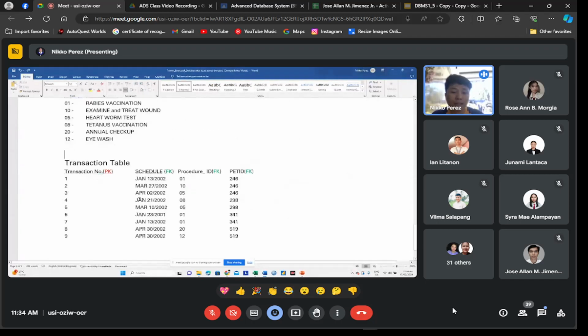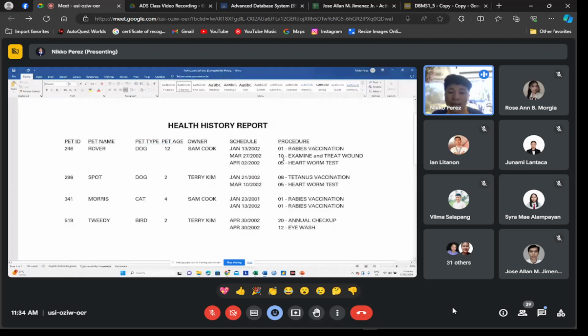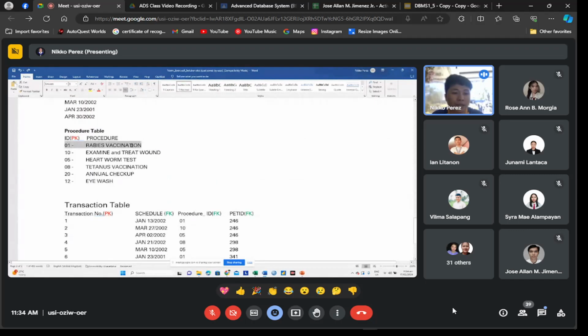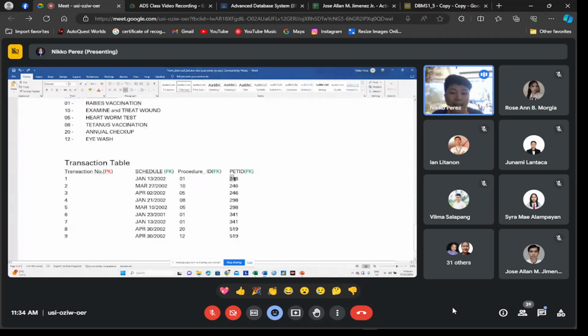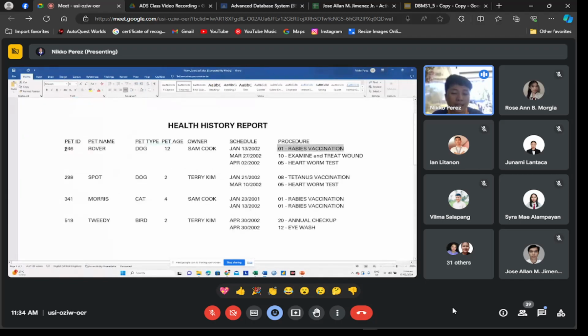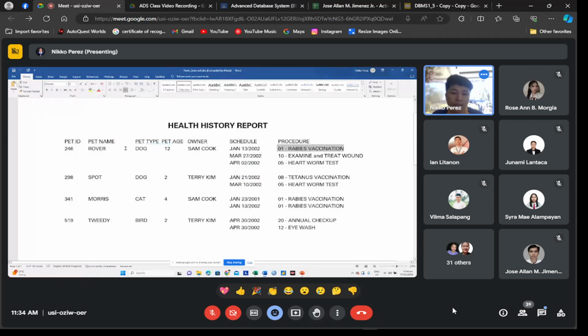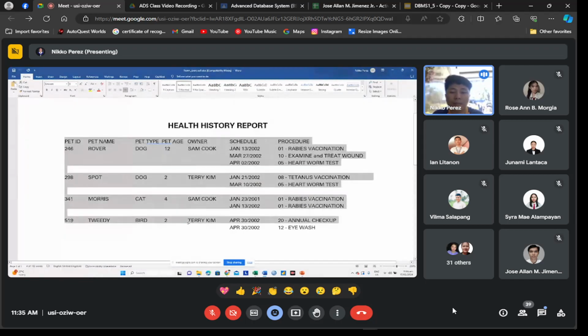On January 13, 2002, ang gi-avail nga procedure kay rabies vaccination. So which is 01, kay ang ID number sa rabies vaccination kay 01. Ang pet ID nga nag-avail ana kay C246. Now, you might be asking, sir, wala man ang owner o ang pet type, sir. Ingon ka, parehas sila ani. No? Mao na ang pagkaparehas karon nga nakulang man.